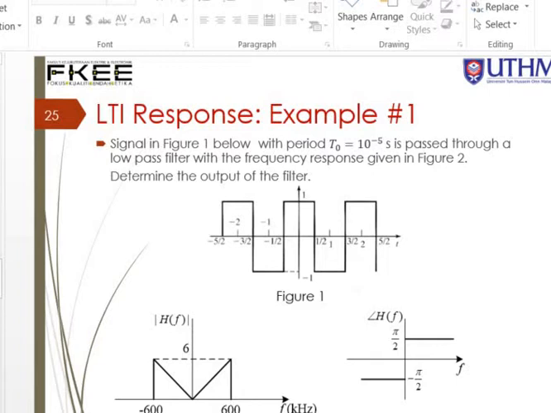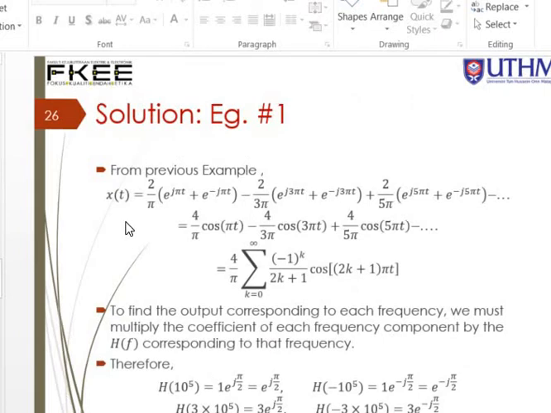Okay, so from the previous example, you have the exponential Fourier series expansion like this. That is x(t) equal to 2 over pi (e^{j pi t} + e^{-j pi t}) minus 2 over 3 pi (e^{j 3 pi t} + e^{-j 3 pi t}) plus 2 over 5 pi (e^{j 5 pi t} + e^{-j 5 pi t}). So this is the expression for the exponential Fourier series.